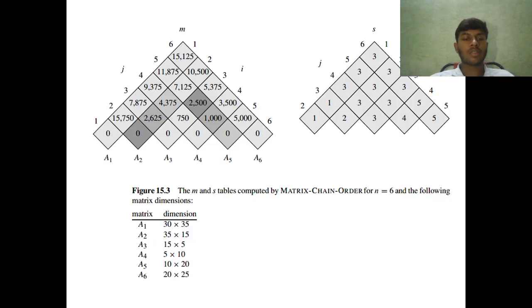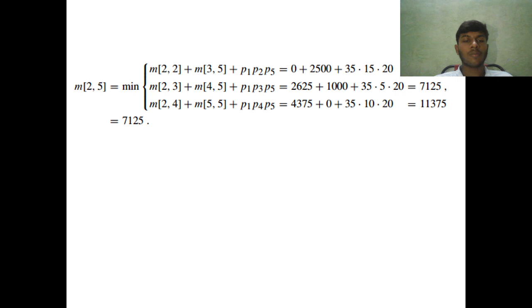So you can see the figure, this is showing the whole problem. The m and s tables computed by matrix chain order for n equal to 6 and the following matrix dimensions. You can see this in that figure. This m[2,5] is the minimum one, and in that, 2,2, 2,3, m[2,4]. These are the results, and in that the minimum value is 7125. So that is the answer.